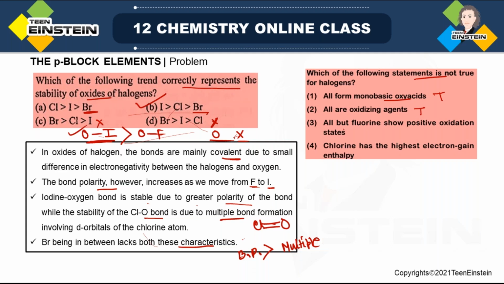This is also true. All but fluorine show positive oxidation state. But actually this is not correct, because the reverse statement is true. Except fluorine, all can show positive oxidation state. But this statement is actually the opposite, so this is not true. Fluorine cannot show positive oxidation state, as it is the most electronegative. And chlorine has the highest electron gain enthalpy, that we have already seen. Among these four, maximum electron gain enthalpy is for chlorine, after that we have the others. So this statement is also true. So the incorrect option is option 3. So that is why this is the correct option.